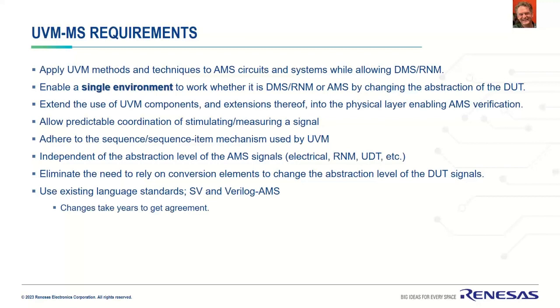Also to allow coordination of stimulating and measuring a signal as you would in the traditional UVM mechanisms of using sequencing and monitoring and all the things you'd find in a normal UVM agent. It needs to be independent of the abstraction layer of the AMS signals. As we've said before, it needs to support all these different abstractions, and also to eliminate the need to rely upon conversion elements to change the abstraction level of the DUT. So it allows you to have your control over how you're doing that.